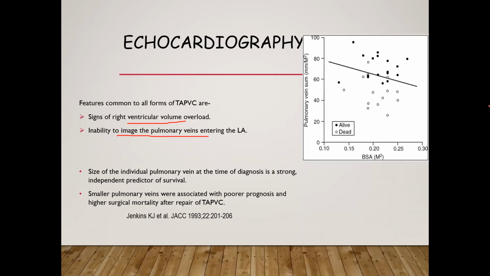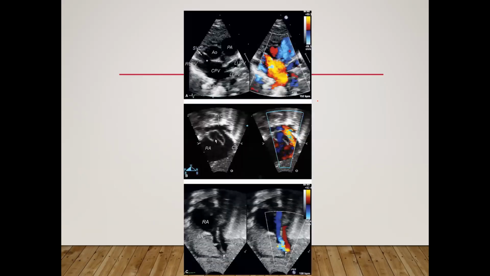This is one study showing the pulmonary vein sum in millimeters per meter squared and the number of patients alive or dead after repair of TAPVC, where most of the patients with a decreased pulmonary vein diameter have increased mortality, whereas those with a good diameter have a good post-operative prognosis. These are a few echo pictures.